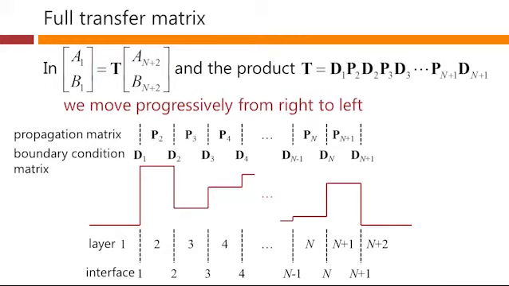And so we're able to relate with this one matrix the forward and backward amplitudes just to the right here, multiplying by all of these matrices one after the other, or equivalently multiplying by the full transfer matrix to get the forward and backward amplitudes just to the left of the whole structure. So we're starting here with A(N+2) and B(N+2), and we're calculating A1 and B1, by calculating all of these boundary condition and propagation matrices through the structure, multiplying them up to get T, and multiplying by this vector using the transfer matrix to get this one.